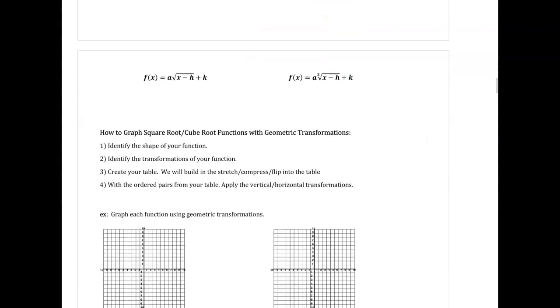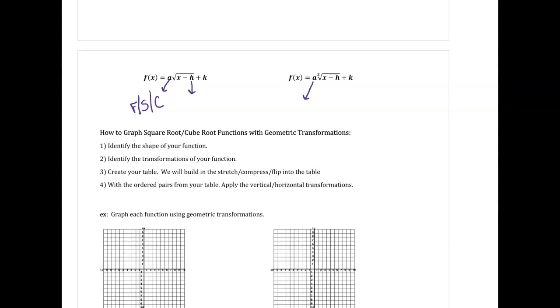So in my class, we know that somewhere up here, this is where we will see our flip, our stretch if that A value is bigger than 1, or our compress if that A value is in between 0 and 1. Remember, A is never technically negative. The negative is what causes the flip. And that's the same thing over here.